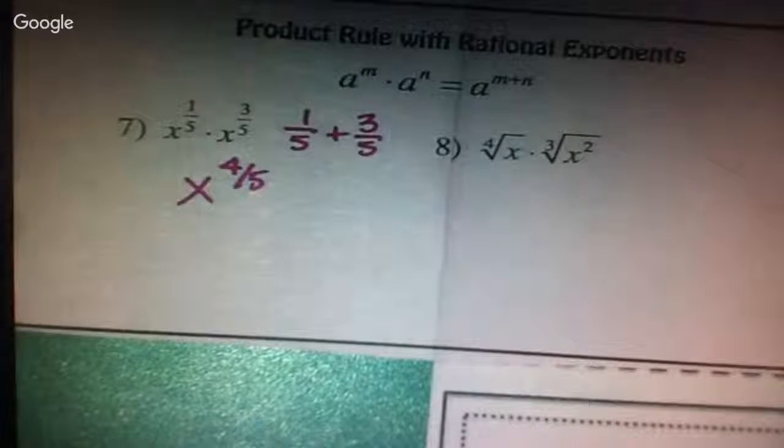Wait, so give me an example. Like if you have x cubed and then times x to the half. Okay, so Kathy wants to know if I have x cubed times x to the 1/2. We still do 3 plus 1/2. But remember, in order to add, we have to change this to be something over 2. So instead of 3, this is 6 over 2, because right now this is 3 over 1.